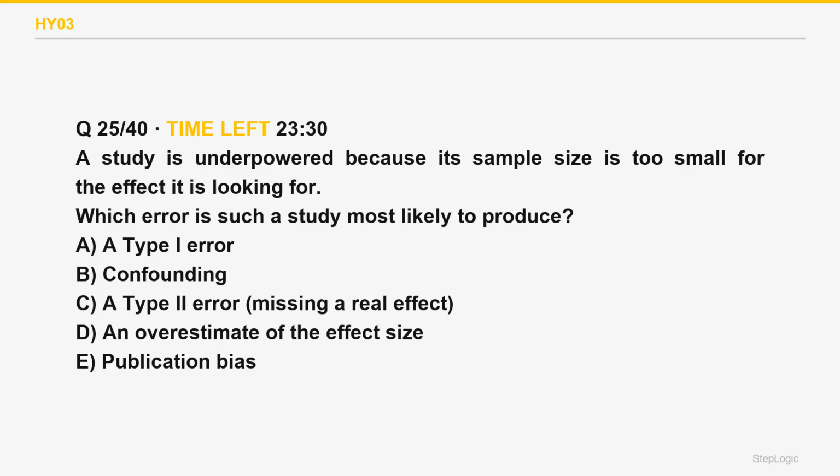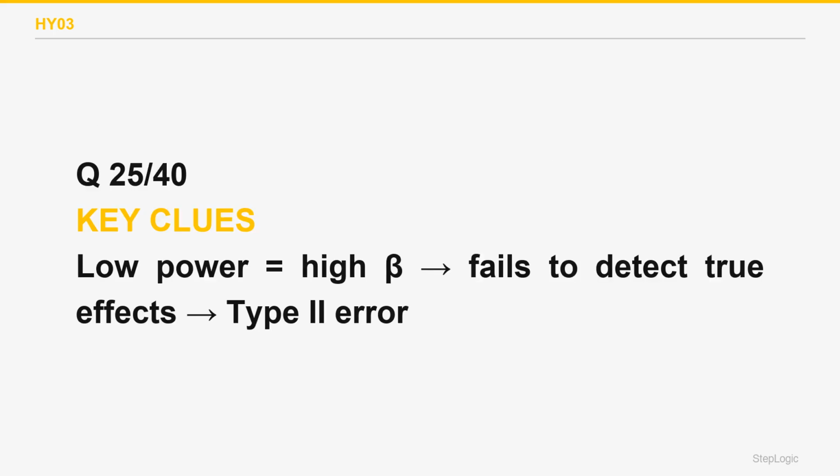Which error is such a study most likely to produce? A study is underpowered because its sample size is too small for the effect it is looking for. Read the command. The error an underpowered study invites. Too little power means real effects slip through. Power is the probability of detecting a real effect, equal to 1 minus beta. When a study is underpowered, beta is high, so it frequently fails to detect true effects, a type 2 error. Low power does not raise the false positive rate, it raises the false negative rate.